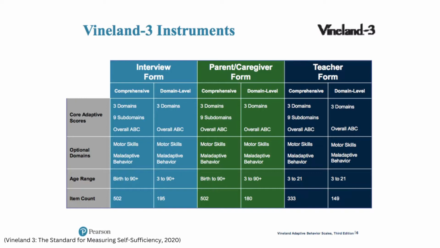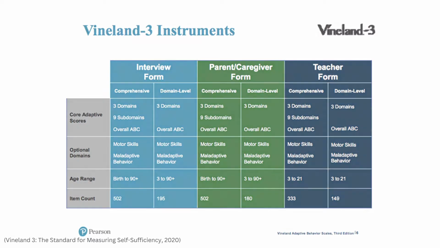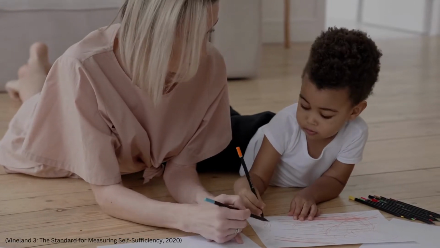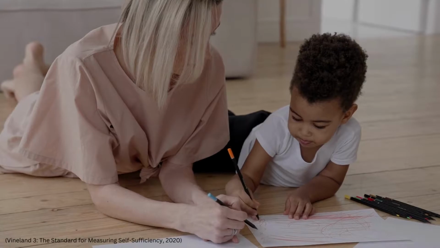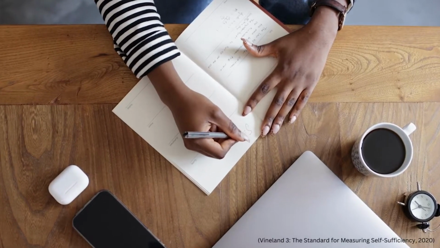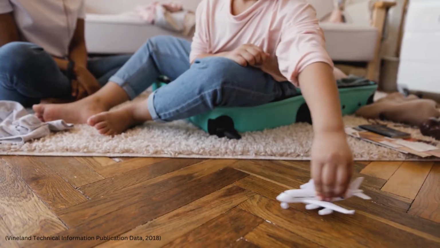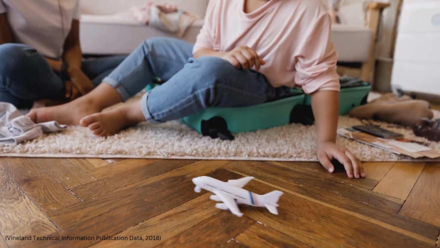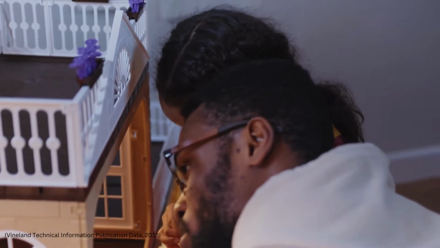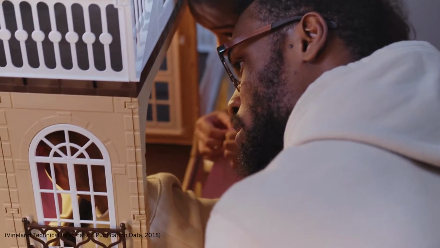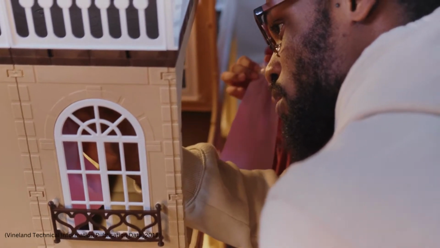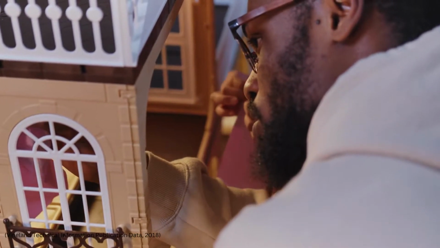The time needed to administer this assessment varies depending on what forms are being used, age of the examinee, and whether the optional motor skills and/or maladaptive behavior domains are included. It can take 10 to 45 minutes for administration, depending on which assessment is being used. Since the Vineland 3 is a Level B measure, it can be administered and interpreted by individuals with a master's degree in psychology, education, or even social work, as well as individuals with a degree or license to practice in the healthcare fields such as occupational therapy, speech therapy, or counseling.